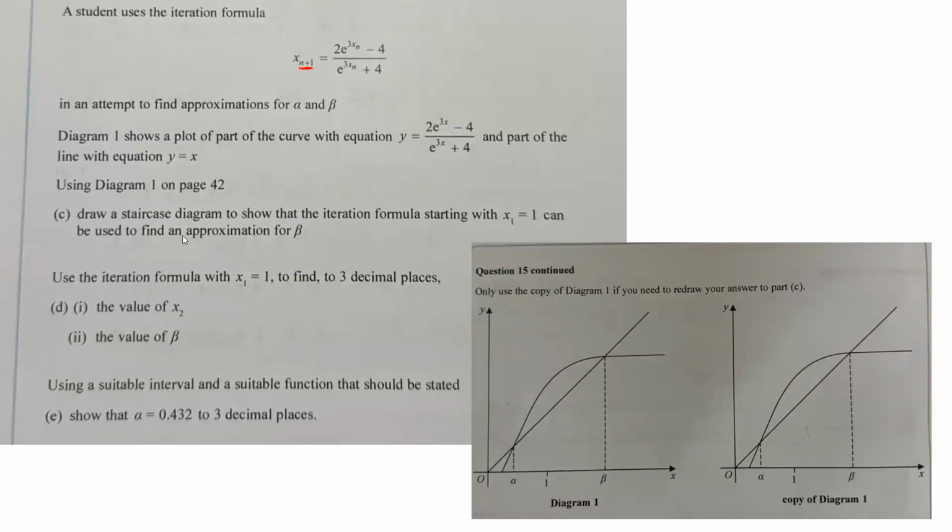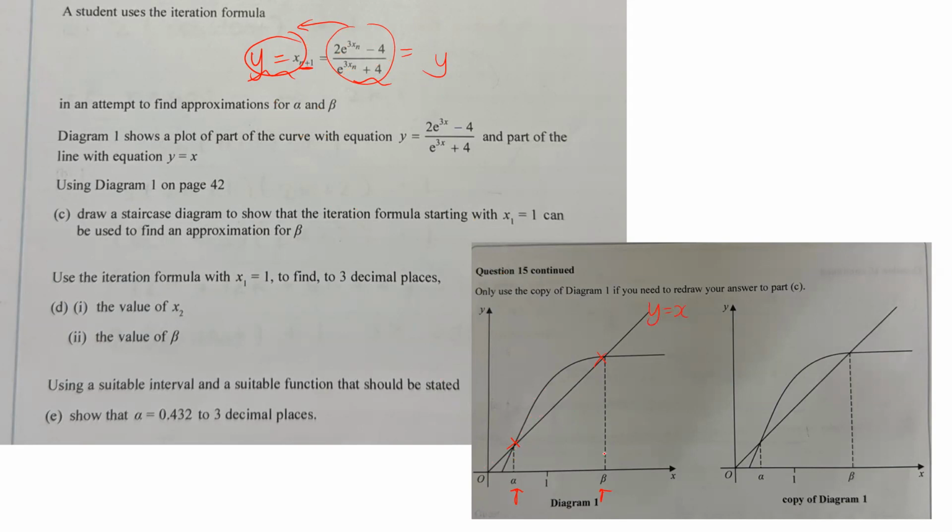Which was in the exam script, using a staircase diagram, show for the iteration formula starting with x1 equal to 1. So alpha and beta are our roots, where we've got our iteration formula and where that equals the line y equals x, because we've got y equals x and y equals the formula. So when we draw the line y equals x, and where that line equals the iteration formula, these are going to be the roots when we had everything all to one side equal to 0. So that's why you've got that line y equals x on there.